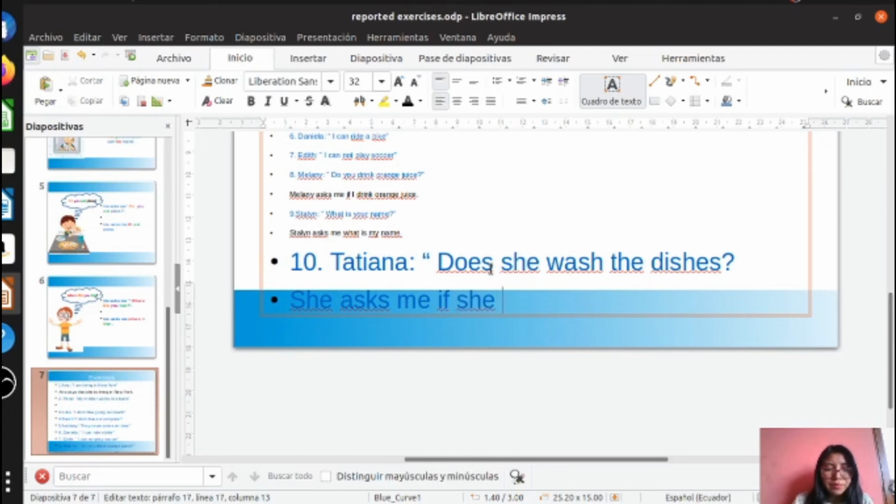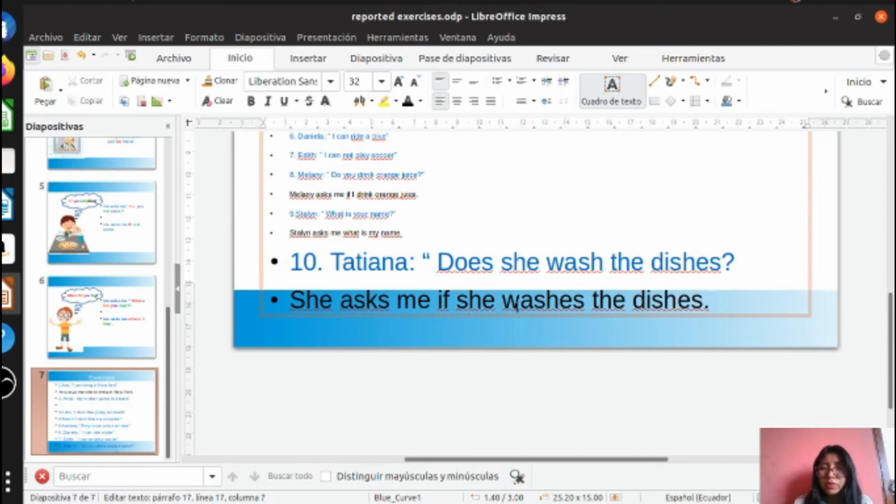If she washes the dishes. Okay, pay attention here. ¿Lava ella los platos? And how do you report? Ella me pregunta, o Tatiana me pregunta, si ella lava los platos.